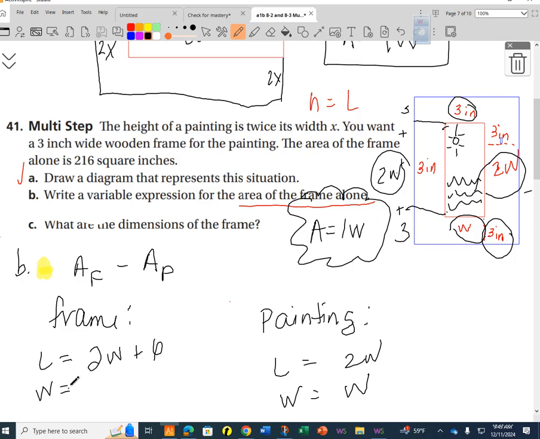So what do you think our width is going to be? Well, our width from here to here on the frame is the same as the width of the painting, right? So how far is it from here to here? 3 inches all the way around, right? So 3 inches here. How far is it from here to here? 3 inches all the way around. So the width of our frame is the width of the painting plus 3 on each side, which is 6. So that's what you're going to use for your dimensions of your frame.